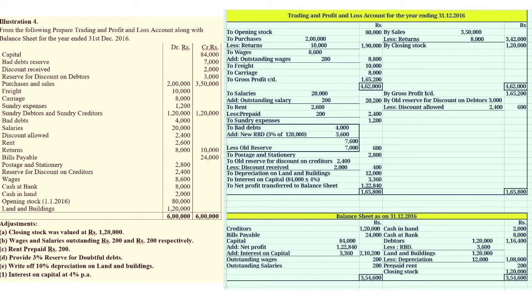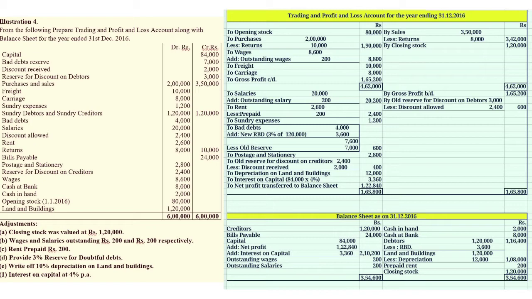Freight, it's a direct expense, 10,000. Carriage, they given carriage. If they given simply carriage in the trial balance, we need to consider it as carriage inwards, 8,000. Okay, now go to the credit side of the trading account. By sales 3,50,000. From that we need to deduct 8,000 sales returns, outer column 3,42,000. By closing stock, it is in adjustment, 1,20,000.